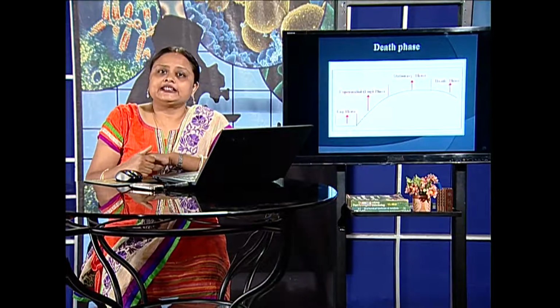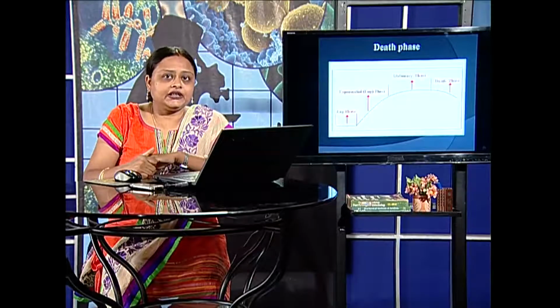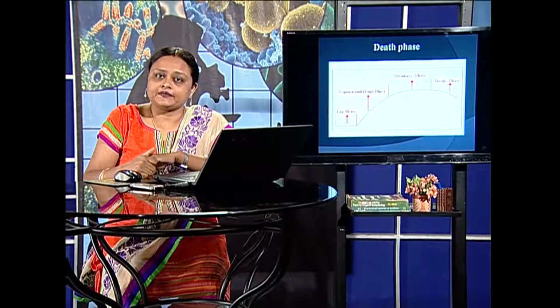Finally, we come to the death phase, and it is to be noted that the death phase has no role in the industrial sphere, because once the organism dies, it is of no importance, and so we basically do not do anything with the death phase. So this is where we have a good picture of what a growth curve importantly looks forward to in an industrial sphere.